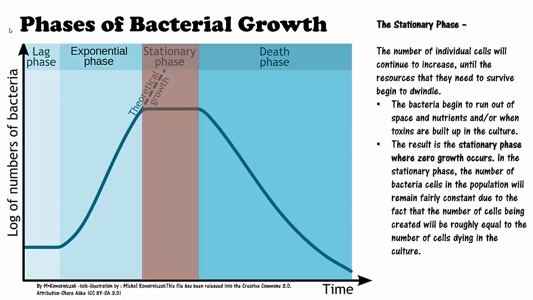In the stationary phase, the number of bacteria in the population will remain fairly constant due to the fact that the number of cells being created will be roughly equal to the number of cells dying in the culture.